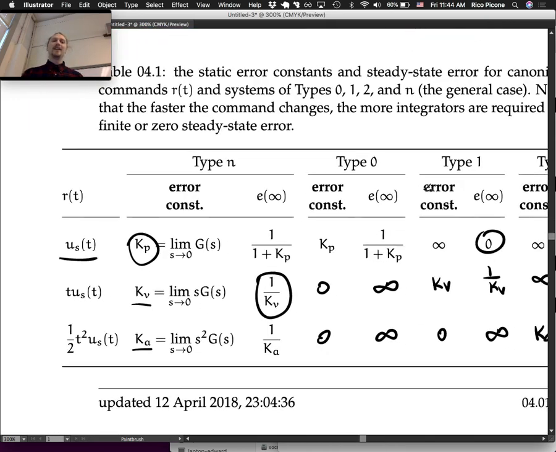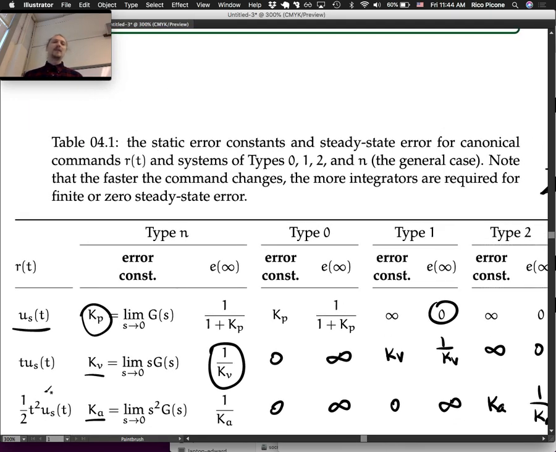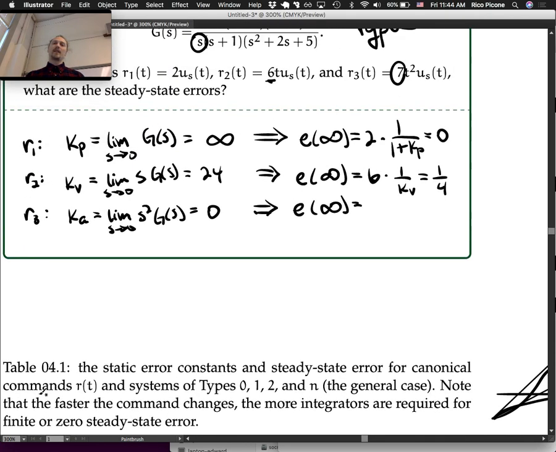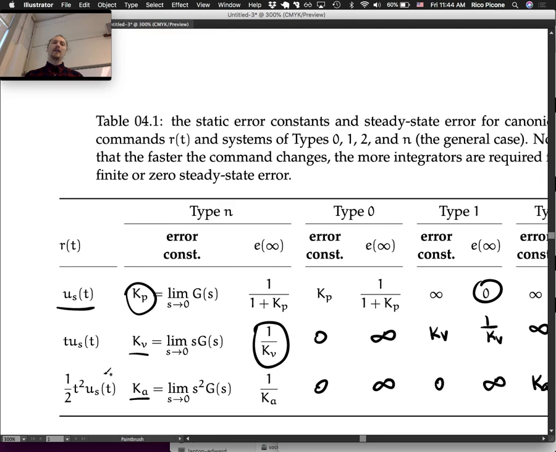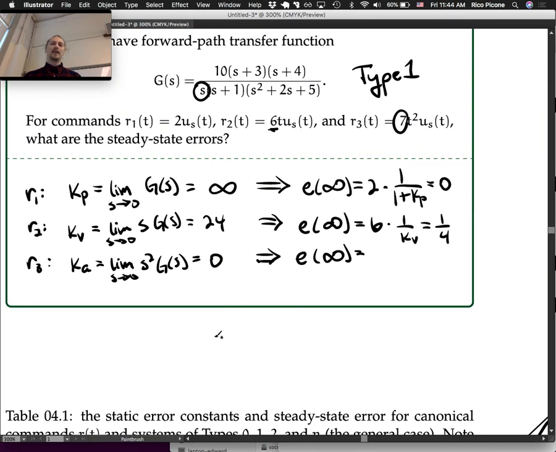The parabola here specifically has a 1/2 in front of it. So if that 1/2 is the normal factor, and what we have is 7, what are we scaling it by? 14, exactly. So 14 times 1 over Ka, which is infinite. So we can't catch up with the parabola with the type 1 system. We knew that already, but we went through and verified it in this example.